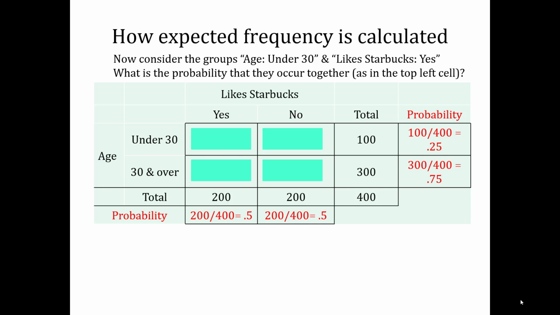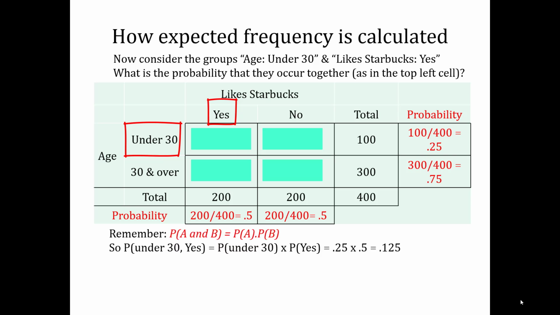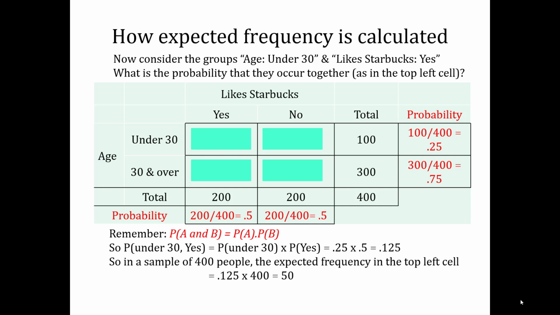Consider the groups age under 30 and likes Starbucks, yes. What is the probability that they occur together, as in the top left cell? We start with the probabilities we just calculated. Remember that the probability of two events occurring together is the product of their individual probabilities if the two events are independent. So the probability of being under 30 and liking Starbucks equals the probability of being under 30 times the probability of liking Starbucks, which is 0.25 times 0.5, or 0.125.